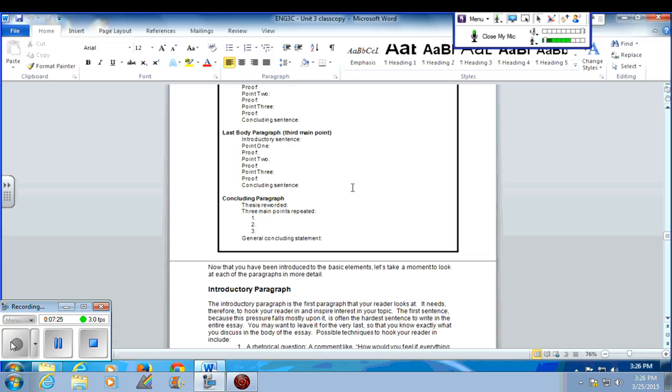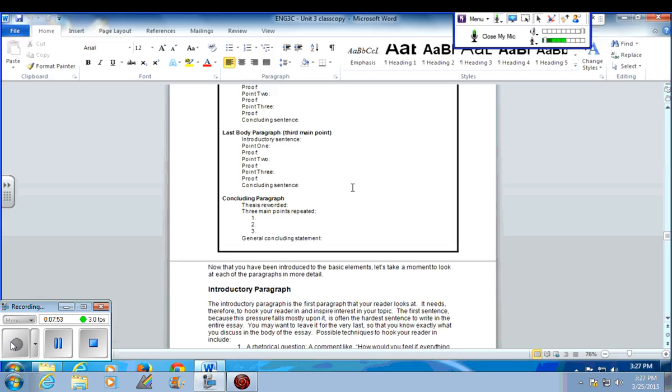Then you want to restate those 3 main points that you had in your introduction, which are the same 3 points that you had in your 3 body paragraphs. You want to repeat and restate those in your conclusion, just to remind your reader exactly what you were looking at.